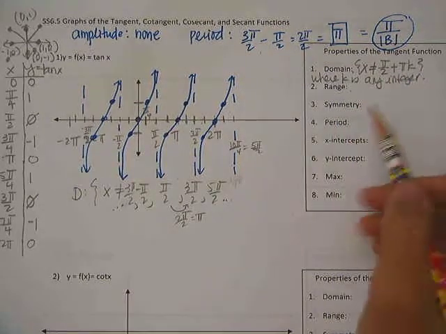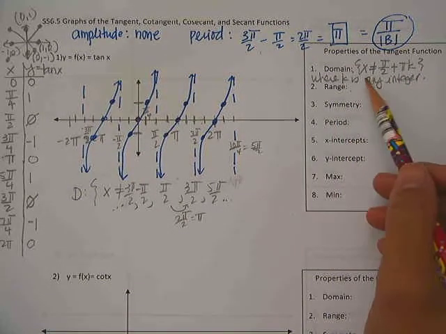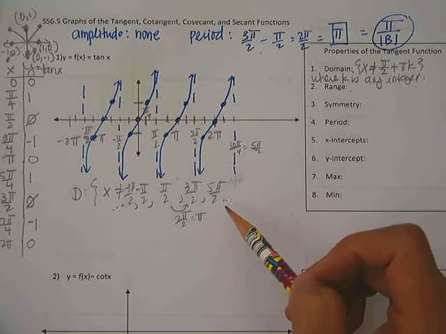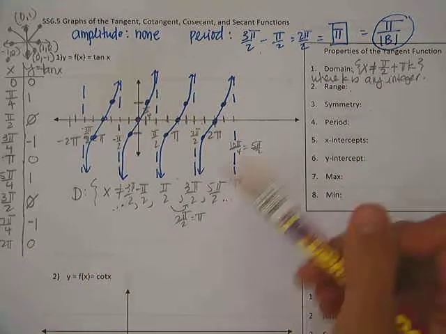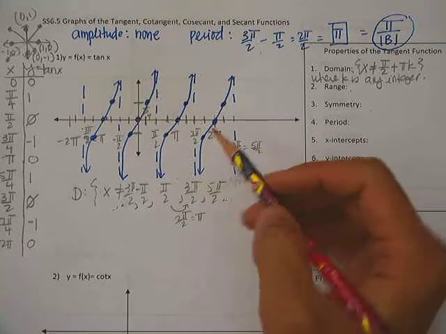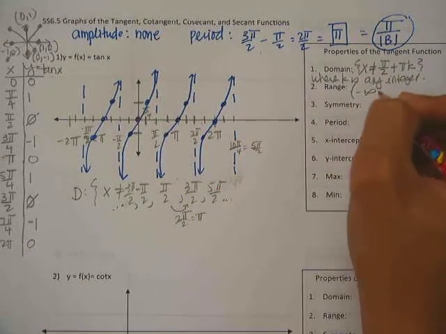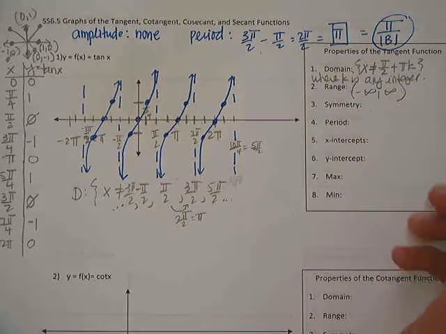Okay, so that's what's happening to the domain. You cannot sit here and list out all of the exclusions because there are unlimited. So you have to write an equation for it. The range, it goes up forever, it goes down forever. So your range is from negative infinity to infinity.